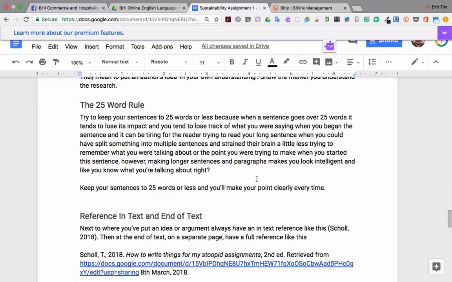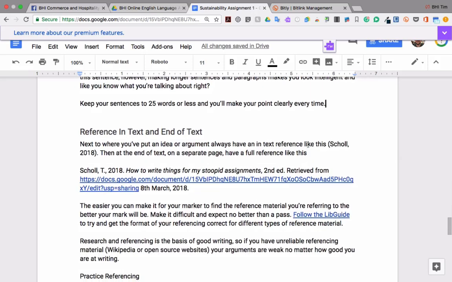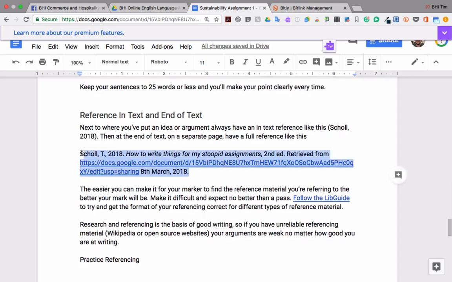If you're going a lot over that, you'll realise when you read the sentence back, it doesn't really make clear sense. You have to reference in text and end of text. So your in-text references should look like this: in brackets, the author's name and the year that the article was written. And then at the end of the text, you'd have this format, which will differ depending on what you use as a reference material, whether it's an article, a book, a website. This is always your in-text reference, no matter how you want to do it.